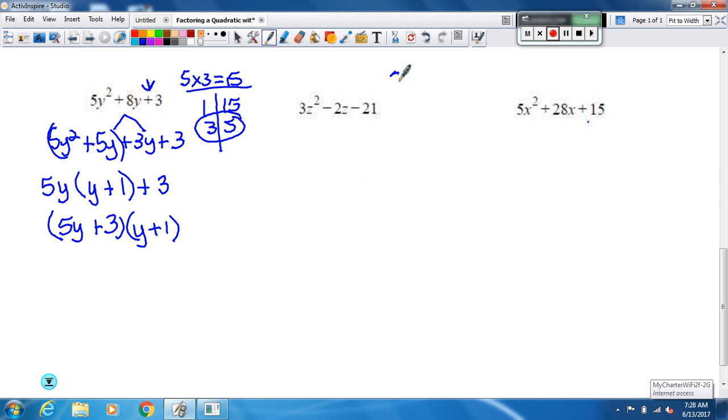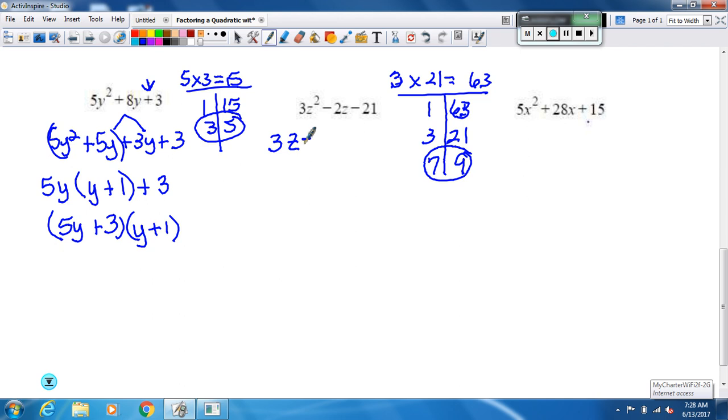Okay, the next one, the first times the last. 3 times 21 is 63. I want the factors of 63 that when I subtract them equal 2. So 1 times 63, no. 2 doesn't go into it. 3 times 21, no. 4, 5, 6 doesn't go into. 7 times 9, when I subtract those, I get 2. So that's it. So bring down your first term and the sign after it.